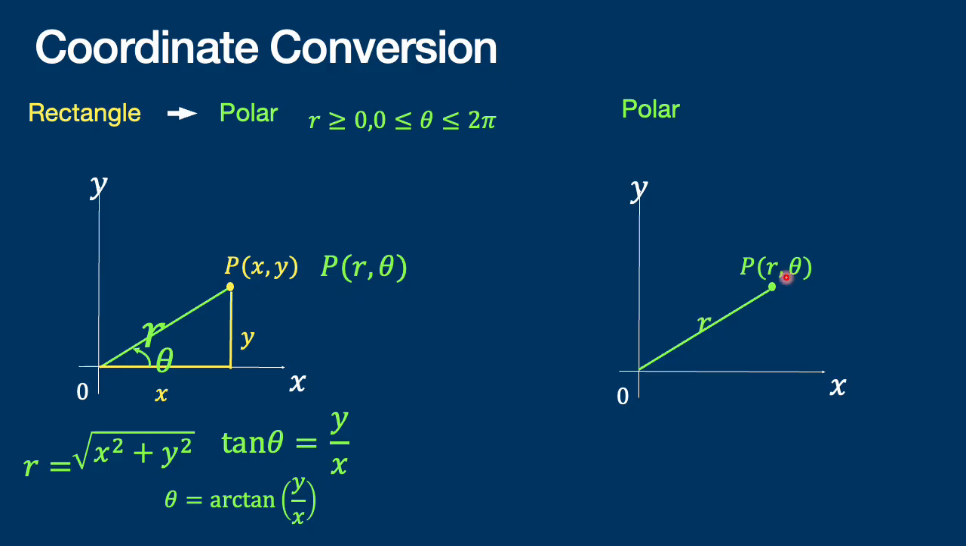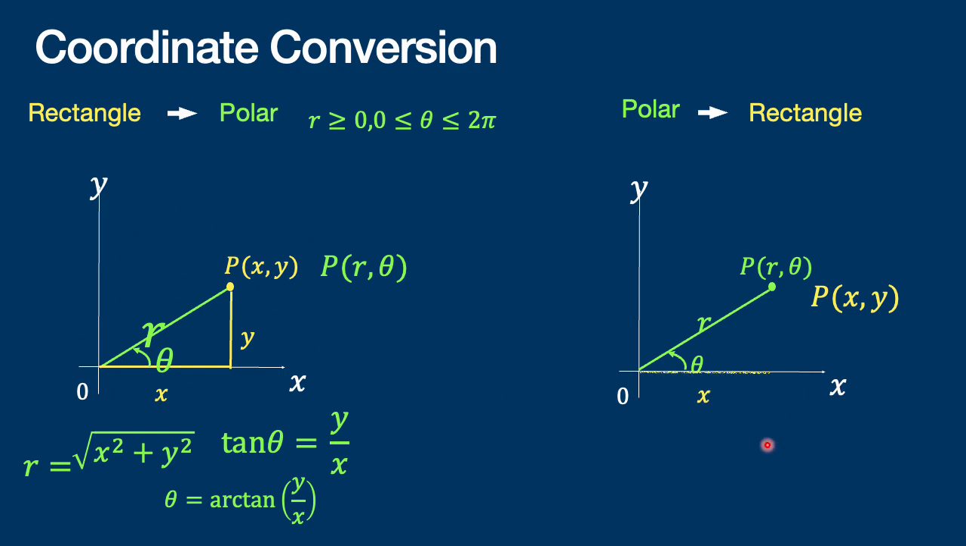What do you know here? You know the r, the distance between 0 and P. That's the r. Theta is the angle between the positive axis and the line segment, right? So how are we going to find the rectangular coordinate, x and y? Look at this one. It is similar to the left side.